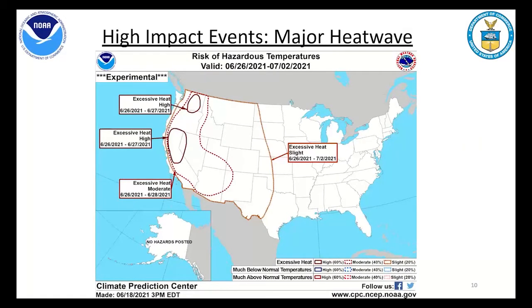Let's check out how we did here. If we go back about 8 to 10 days in advance, we had a moderate to high risk of excessive heat posted for much of the western U.S., including a high risk for many of those areas that experienced the record-breaking temperatures.